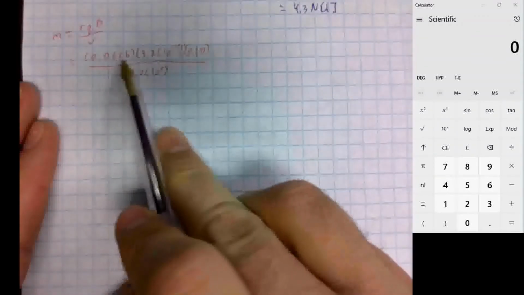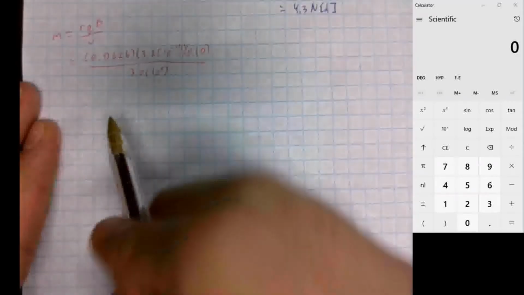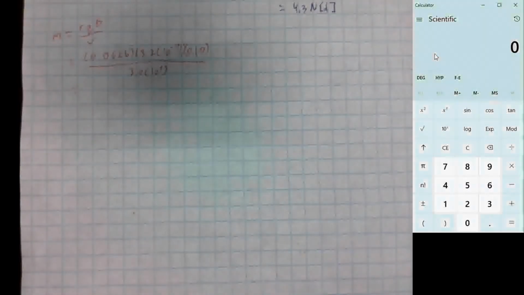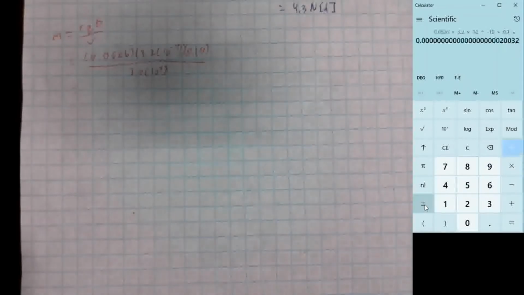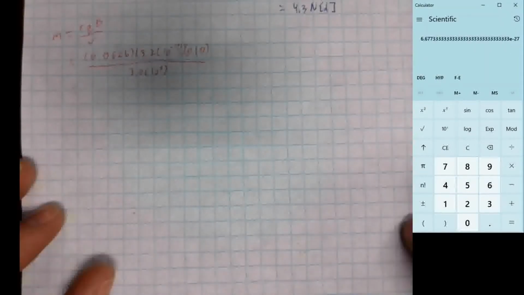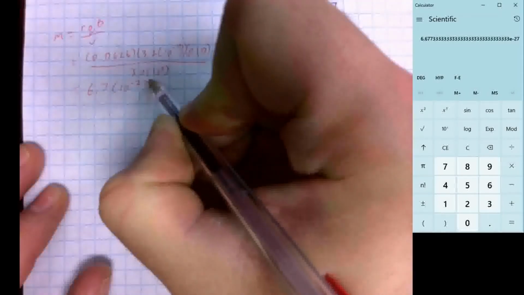So looking at these, we have 3 significant digits here, but there's 2, 2, and 2. So our answer has to be given with 2 significant digits. And after I calculate this, I'll do it quickly here. 0.0626 times 3.2 times 10 to the power of negative 19 times 0.1 divided by 3 times 10 to the power of 5. I get 6.7, so I have to round to 2, times 10 to the negative 27 kilograms.